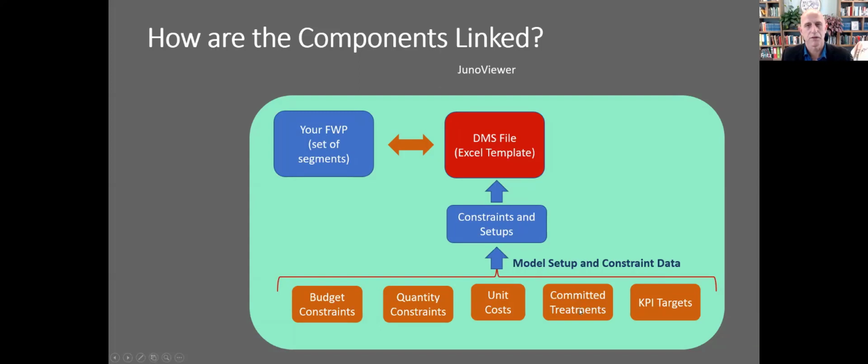But for example, committed treatments, if you already have your treatments in your ForwardWorks program, you don't need to apply committed treatments. But there are some scenarios where having your data outside of the DMS and outside of your ForwardWorks program at the start of the modeling run is beneficial. And those details are a bit too detailed for this webinar, but just be aware that you do have options when you're deciding whether or not to make use of these external, well, it's external to the DMS and the ForwardWorks program, but it's internal to JunoViewer when you are using this model setup and constraint data.